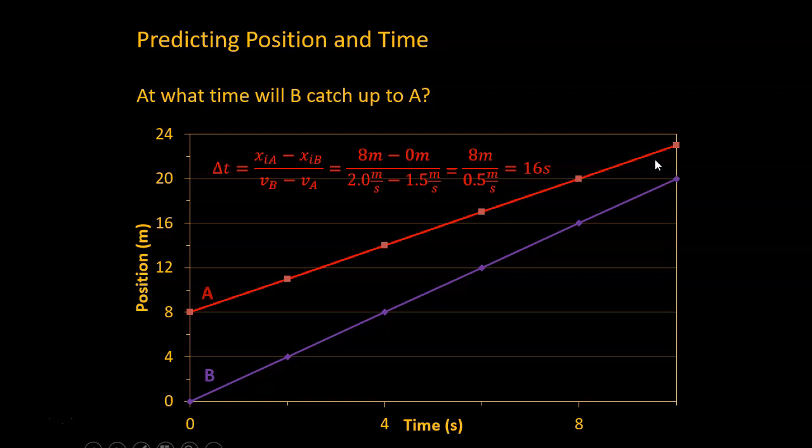Now graphically we would see that by the two lines intersecting, but of course since 16 seconds is not on this graph, we don't see the lines intersecting. But had we been able to extend this graph out to 16 seconds, these two lines would intersect, showing that the two objects were at the same position, meaning that B caught up to A.